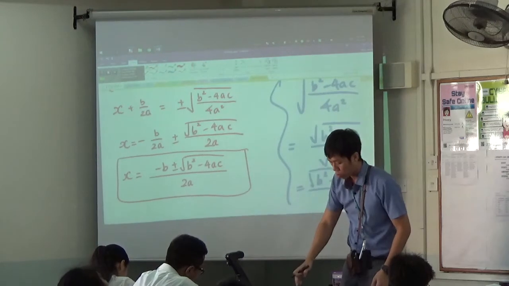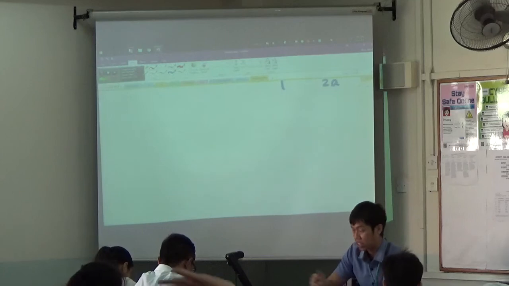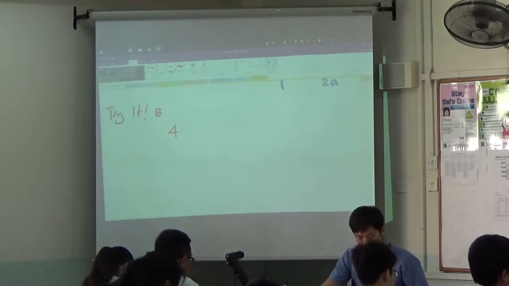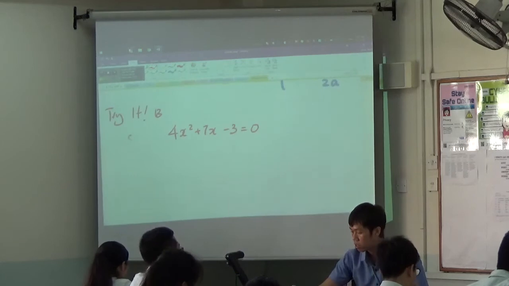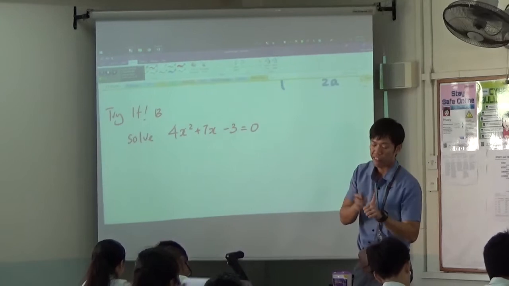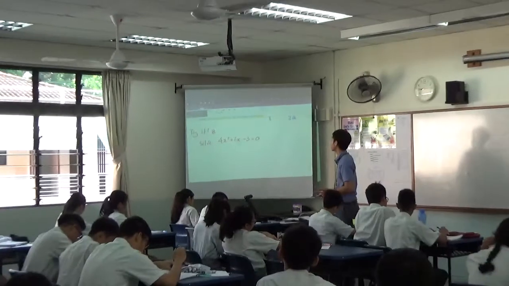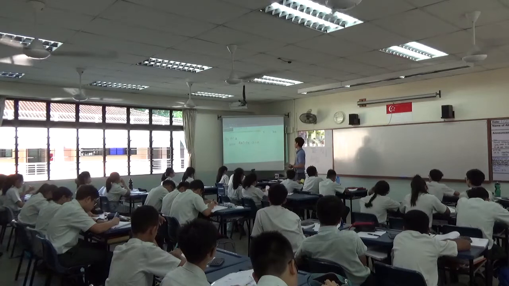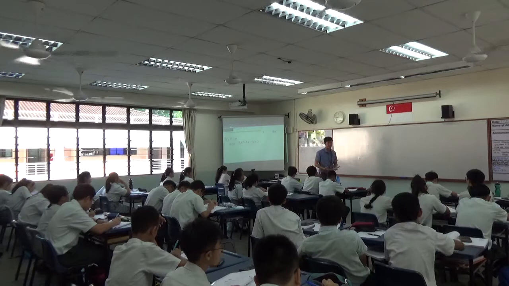So next time when you come across a quadratic equation, such as try it 13: solve 4x squared plus 7x minus 3 equals 0. You're told to solve this. What is your preference now? You've got factorization, you've got completing the square, and you've got your quadratic formula now. If you want to use the quadratic formula, then you need to memorize it. But now you know why it looks like that.